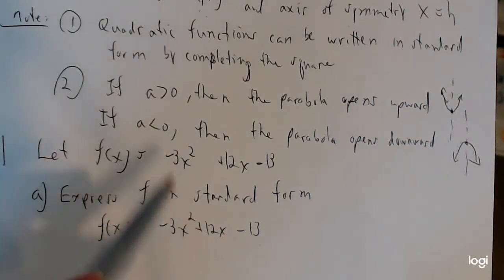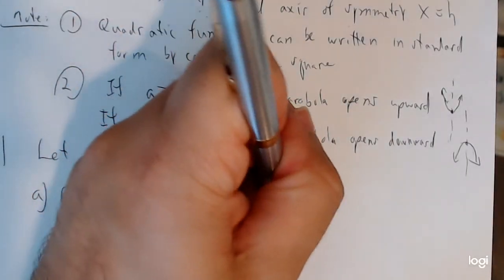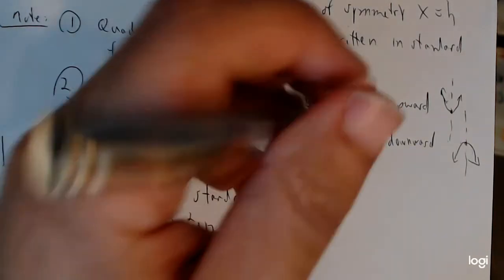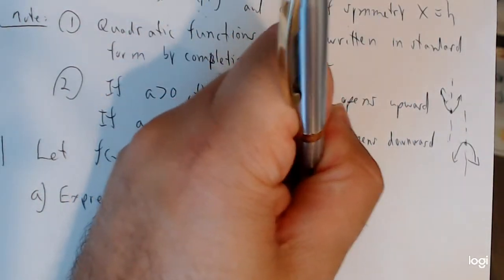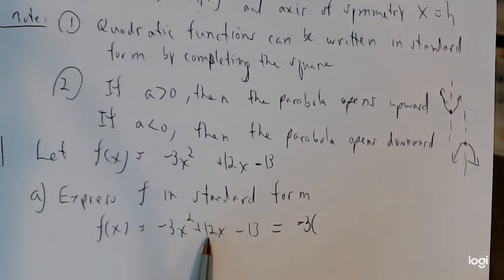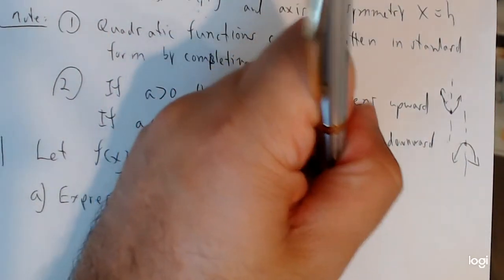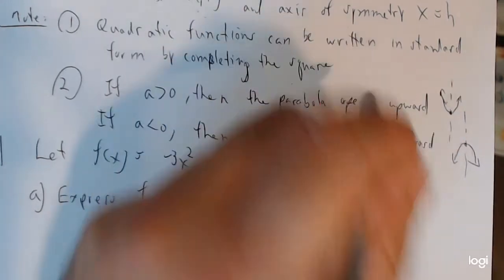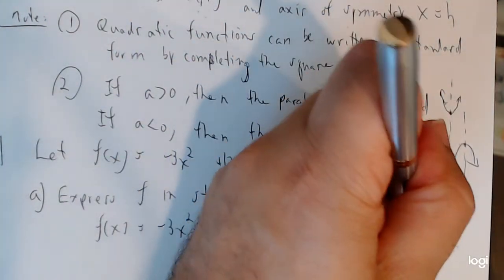Okay, so we need to decide what number to add. But before we do that, we first need to make sure, in order to be able to complete the square, this has to have a 1 in front of it. So right now it doesn't. So if I factor out a negative 3, and I'm only factoring out from these two, that guy I'm leaving alone. If I factor out a negative 3 from these two, what do I get? I get x squared minus 4x. And I'm going to leave some space because I'm going to be completing the square, minus 13.